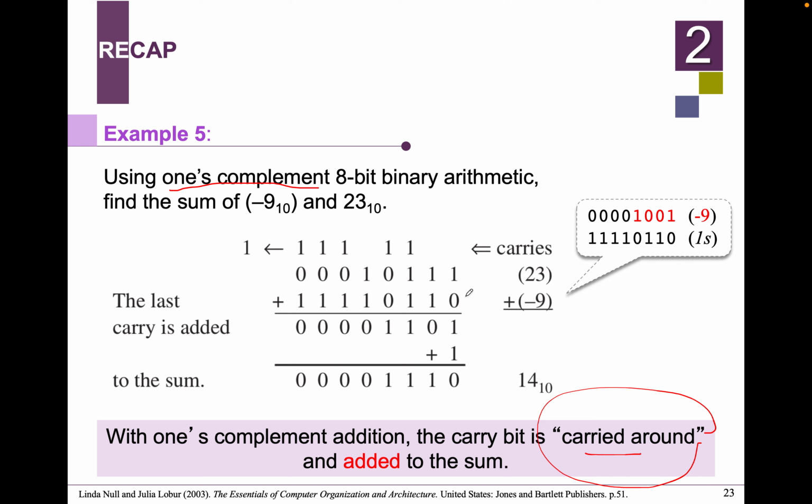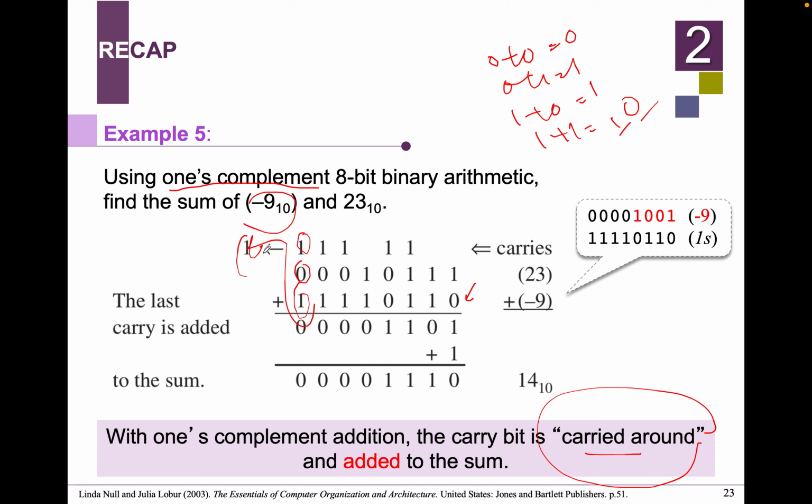Carry around. So when you have, let's say, minus 9, this one we already get the value. And when we add normally, as I mentioned, 0 plus 0, you will get 0. 0 plus 1, you will get 1. 1 plus 0, you will get 1. 1 plus 1, you will get 1, 0: carry and sum. So when you add all together, lastly, you will get 1 plus 0 plus 1. Then you will carry, isn't it? So this carry should be carried around back. So you will add some more until you get the result. So this is the sum. That's why you will get the correct answer later on.